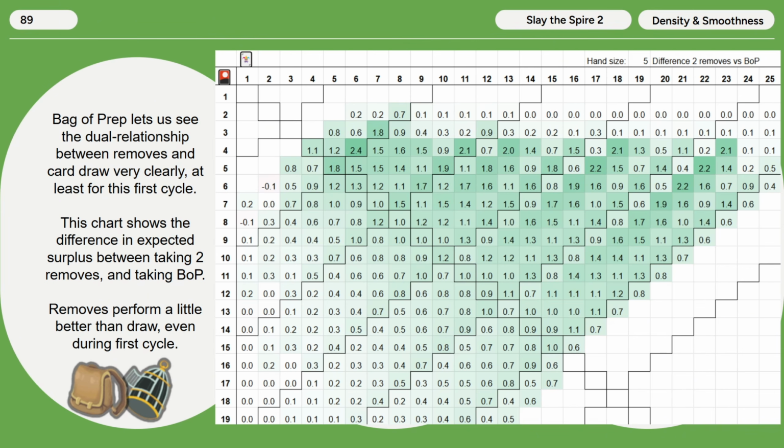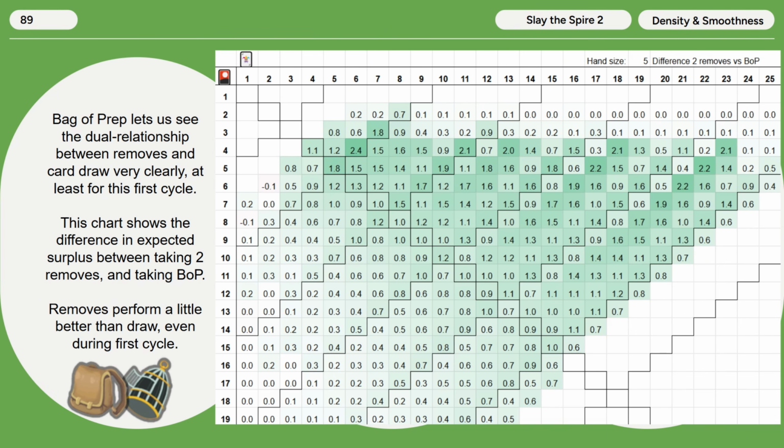So this graph shows the difference in expected surplus between taking 2 card removes and taking Bag of Prep. Removes perform a little better than draw, even during the first cycle. And it's not just because of the redraw. You can see that there are lots of hands here where reshuffling isn't what's impacting them. There's no bottom deck effect, right? It's a bit all over the place because there's a lot of different numbers being compared, and they're both quite substantially different effects, and Bag of Prep changes the bottom decks compared to the 5-card hand, whereas an empty cage doesn't change when different hands get broken off for reshuffling.